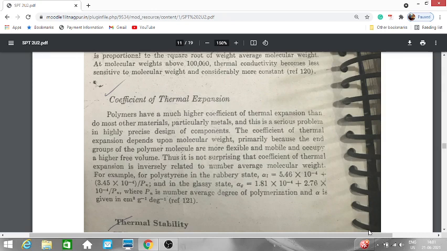So naturally in gaseous state the number average molecular weight will be higher, and therefore the coefficient of thermal expansion is quite less in gaseous state because it is inversely proportional to the number average molecular weight, and in the rubbery state it is higher.